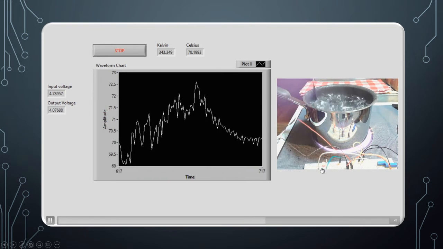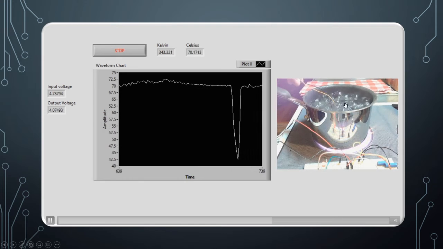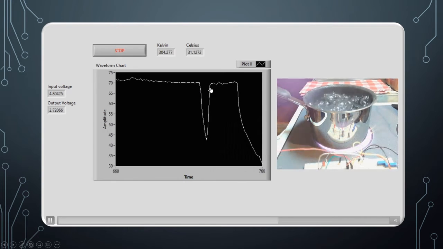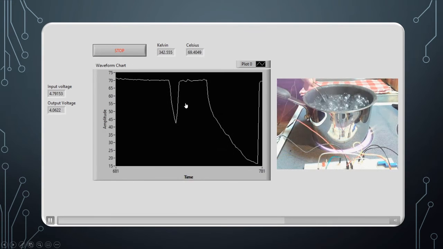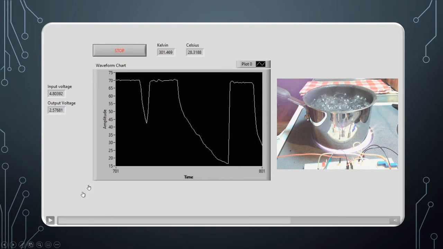Water's boiling. I pulled it out just to make sure because it kind of stagnated around 70. So I pulled it out, put it back in, let it cool down. You can see when I first pulled it out, it dropped to 40. I put it back in, went right back up to 70. And then I pulled it out again, let it sit out.